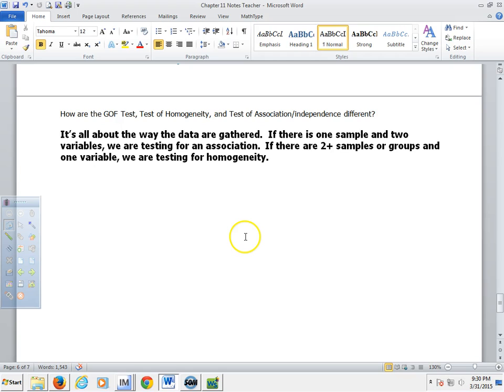Do pay a lot of attention to where your information and where your data is coming from, and that will drive you towards the test that you want to perform. That's it for these notes. Pretty short and sweet. Not a whole lot to talk about here, so we'll stop here.